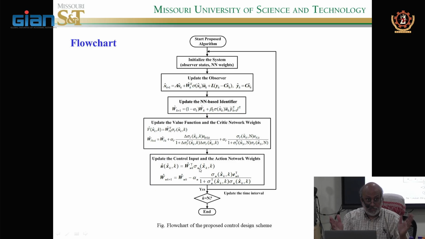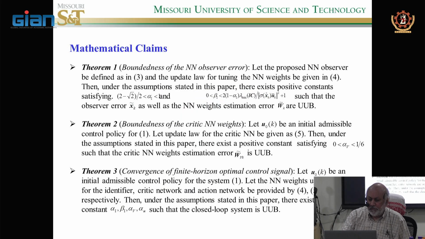Now the proof changes. The proof changes because the input to the neural network is no longer the measured state x, it's basically x hat. So because of that, the proof gets more involved, and so it gets bloody. But the flowchart is there, and we can show the same thing: boundedness of the observer, boundedness of the critic, convergence of the finite horizon optimal control. So you can prove all that stuff works.